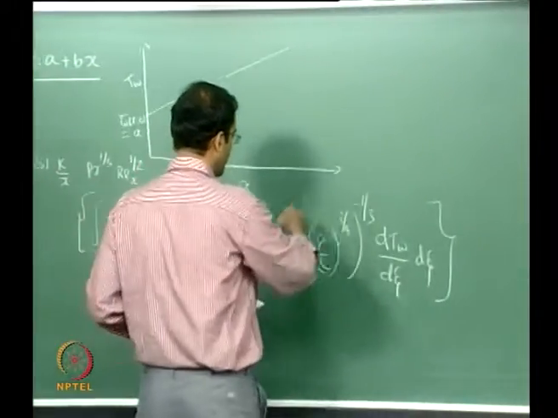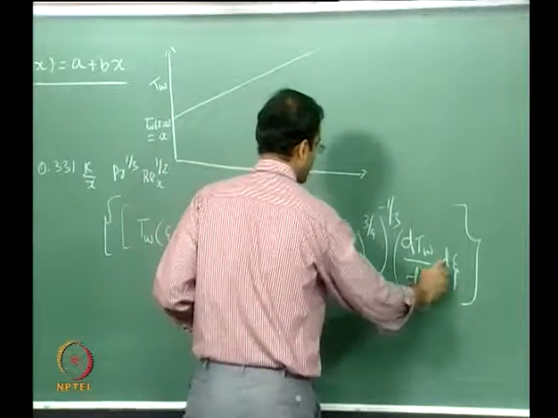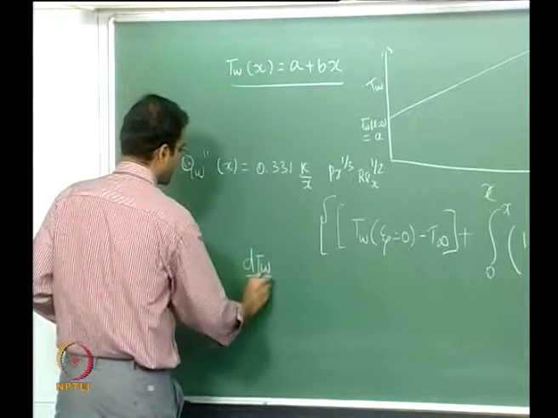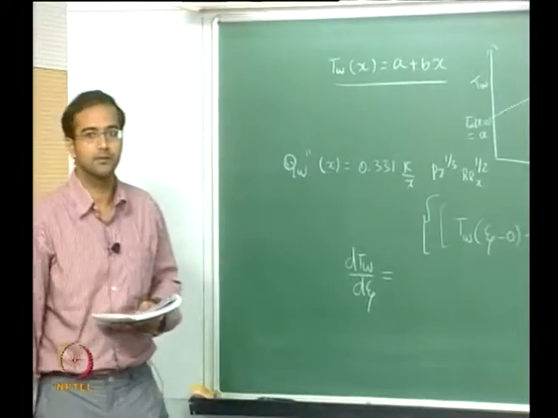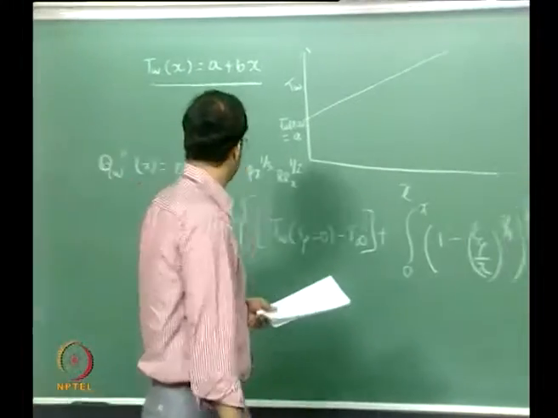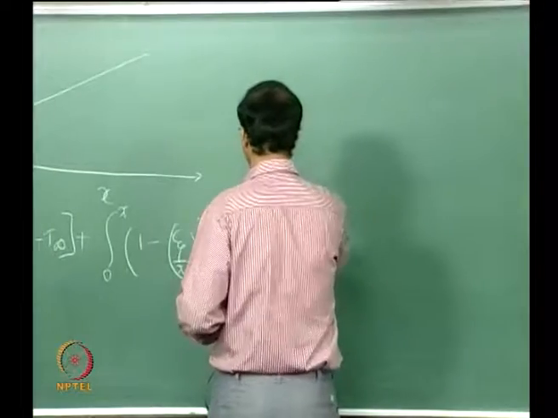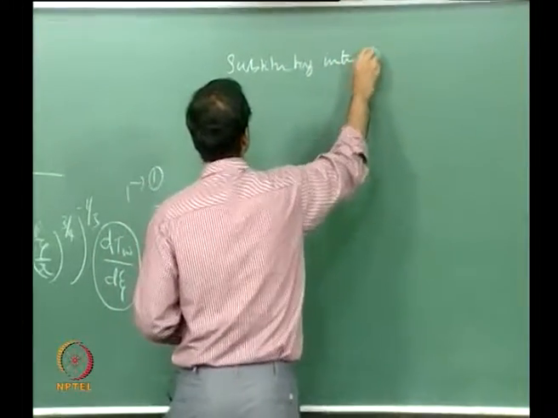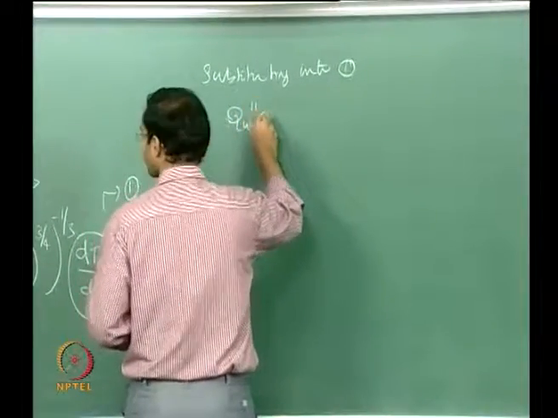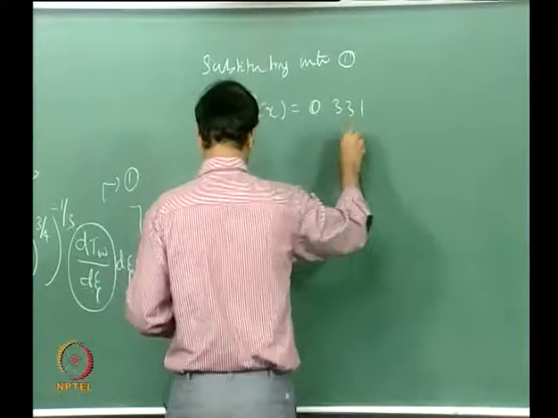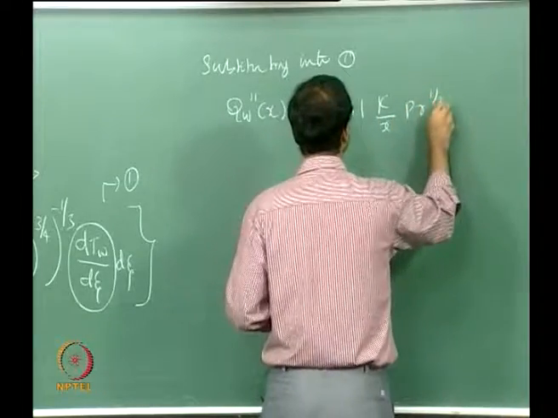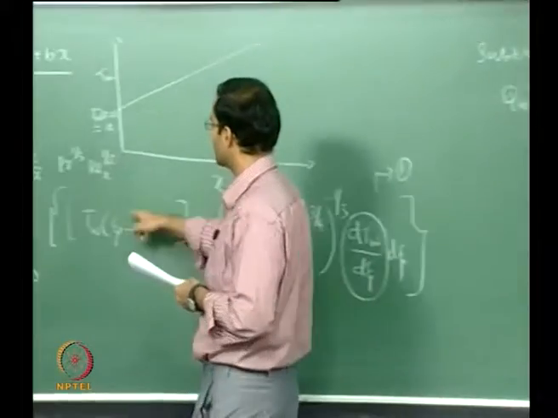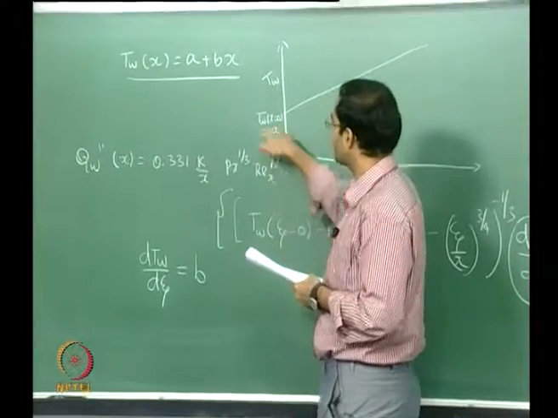So for example, in order to evaluate this Duhamel's integral, we need to first get the slope of the wall temperature profile, and since this is a linear profile, it's very simple. So in this case dT wall by d zeta will be, for this particular profile, b, right. So we'll substitute this into the equation, let us call this equation 1. So this is T wall at zeta equal to 0 is nothing but a. Okay, so right at x is equal to 0, this is nothing but a.